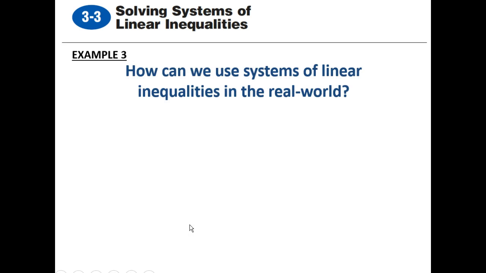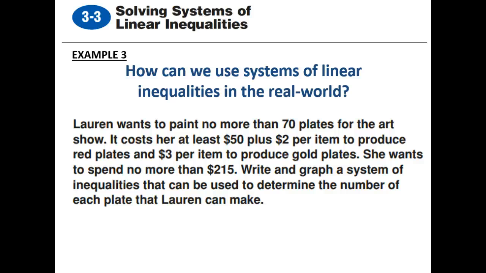Okay, now we're going to do a quick word problem similar to what we did in the 3-1, 3-2 video with word problems. This time we're going to have some information about painting and how much she wants to make, excuse me. So we're going to write 2 inequalities here. It first tells us that she wants to paint no more than 70 plates.